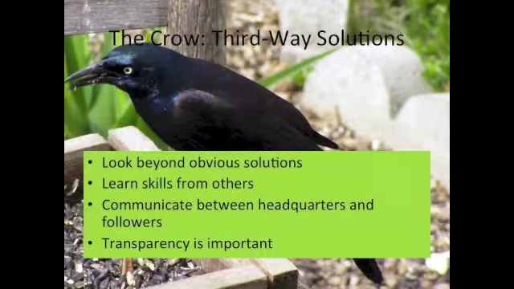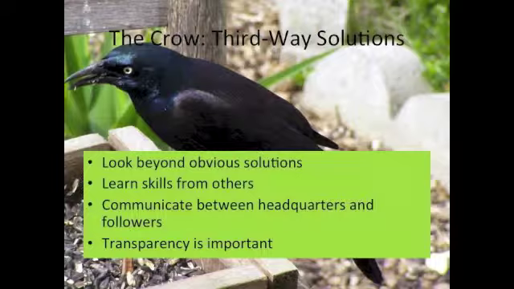The last animal we will observe is the crow, and we will be examining its resourcefulness and its use of third-way solutions. The crow looks beyond obvious solutions. It turns a vast variety of objects into useful tools for getting food from places that are difficult to reach. They are omnivores, and they collaborate with other crows to obtain food. Crows are great communicators. They can mimic words in full sentences. The crow also learns new skills from older crows and has great respect for these elders.